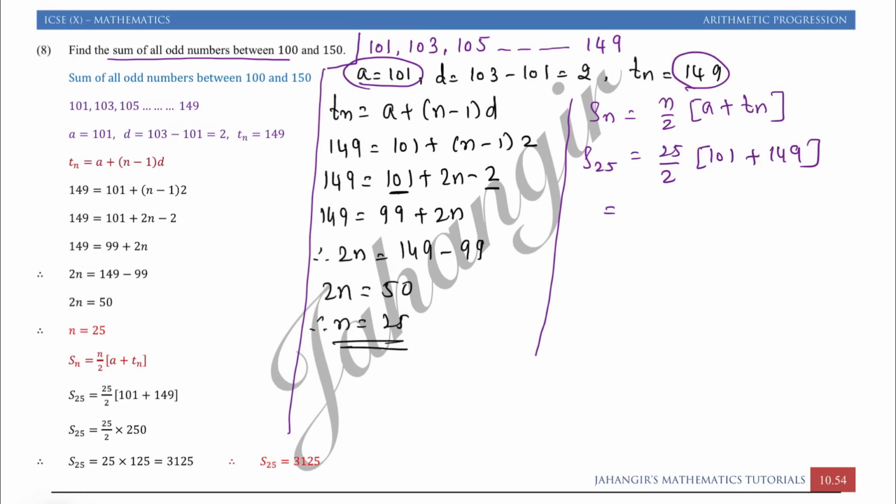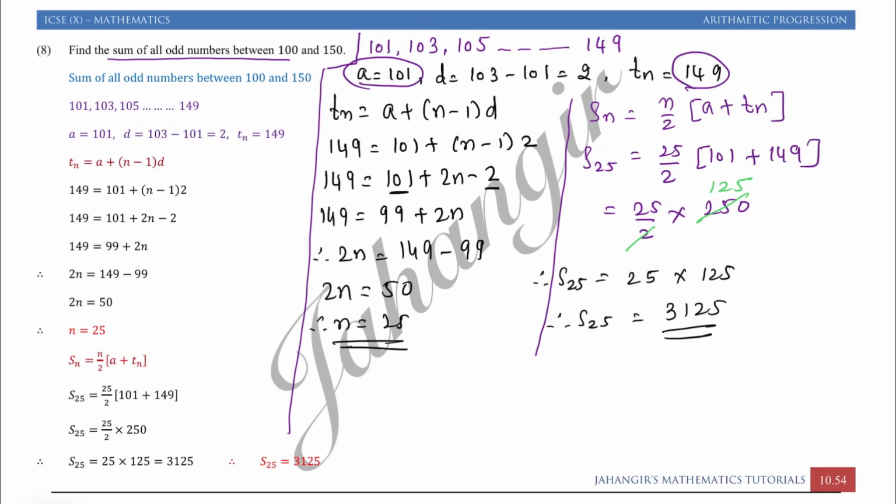25 by 2, don't write it as 12.5, otherwise the calculation will be difficult. You can write 250, just add both of them. Now the cancelling part, 2 ones are 2, 125. Therefore S25 is equal to 25 multiplied by 125. So therefore S25 is equal to 3125. So the total of all odd numbers from 101 to 149 is 3125.